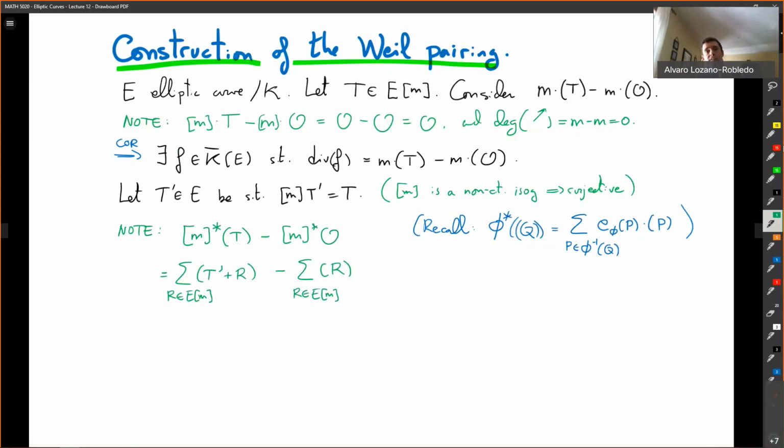Okay, so here's a divisor. What's the degree? There are two things to notice. The degree is 0 in the two sums that are here. There are as many entries as there are points in the M-torsion. So it's M squared minus M squared. It's 0.